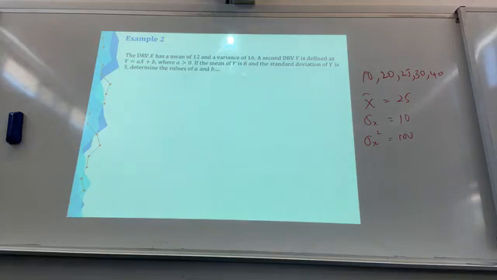Alright, example 2. Now the discrete random variable x has a mean of 12 and variance of 16. A second discrete random variable y is defined as y equals ax plus b, where a is greater than 0. Alright? The mean of y is 8 and the standard deviation of y is 3. Determine the values of a and b.